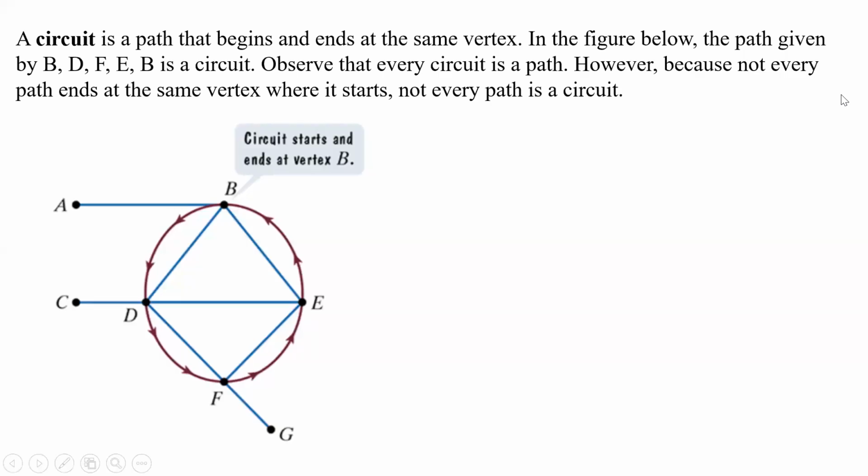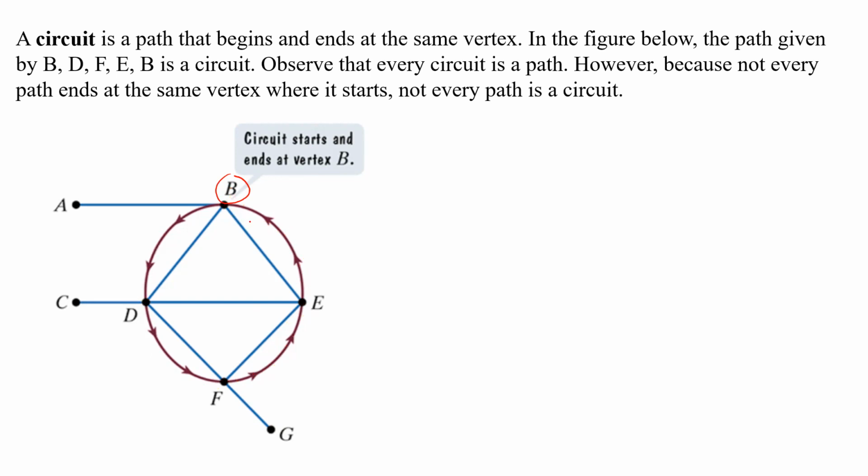All right, so the next thing is called a circuit. A circuit is a path that begins and ends at the same vertex. In the figure below, the path, and we're going to start with B, goes from B to D, D to F, F to E, and E back to B. So that's a circuit. It's closed. It starts and ends at the same place.